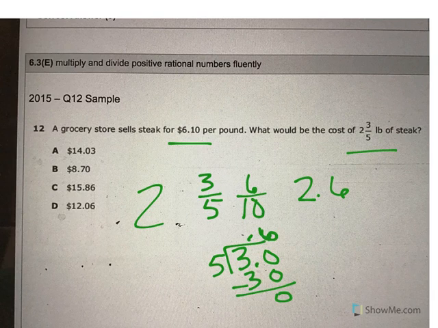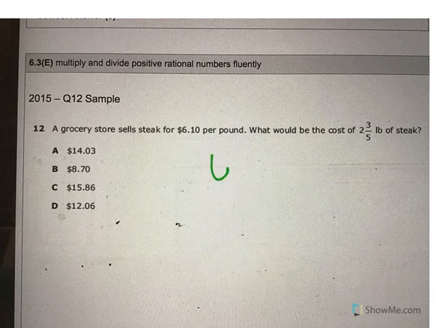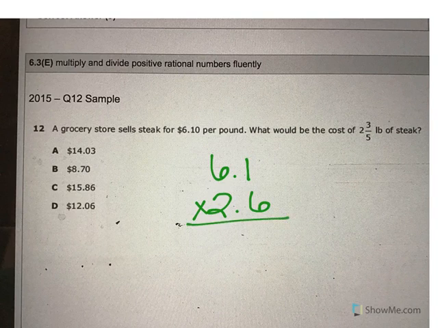So I'm going to erase all this, and then all I'm going to do is multiply. I can put the 0 at the end, but I don't need it, so I'm going to leave that off. And then 2.6. Again, the decimals lined up, but you don't have to do that with multiplying. Multiply the numbers. You would multiply 61 times 26. You would get 1,586. Well, is that my answer?